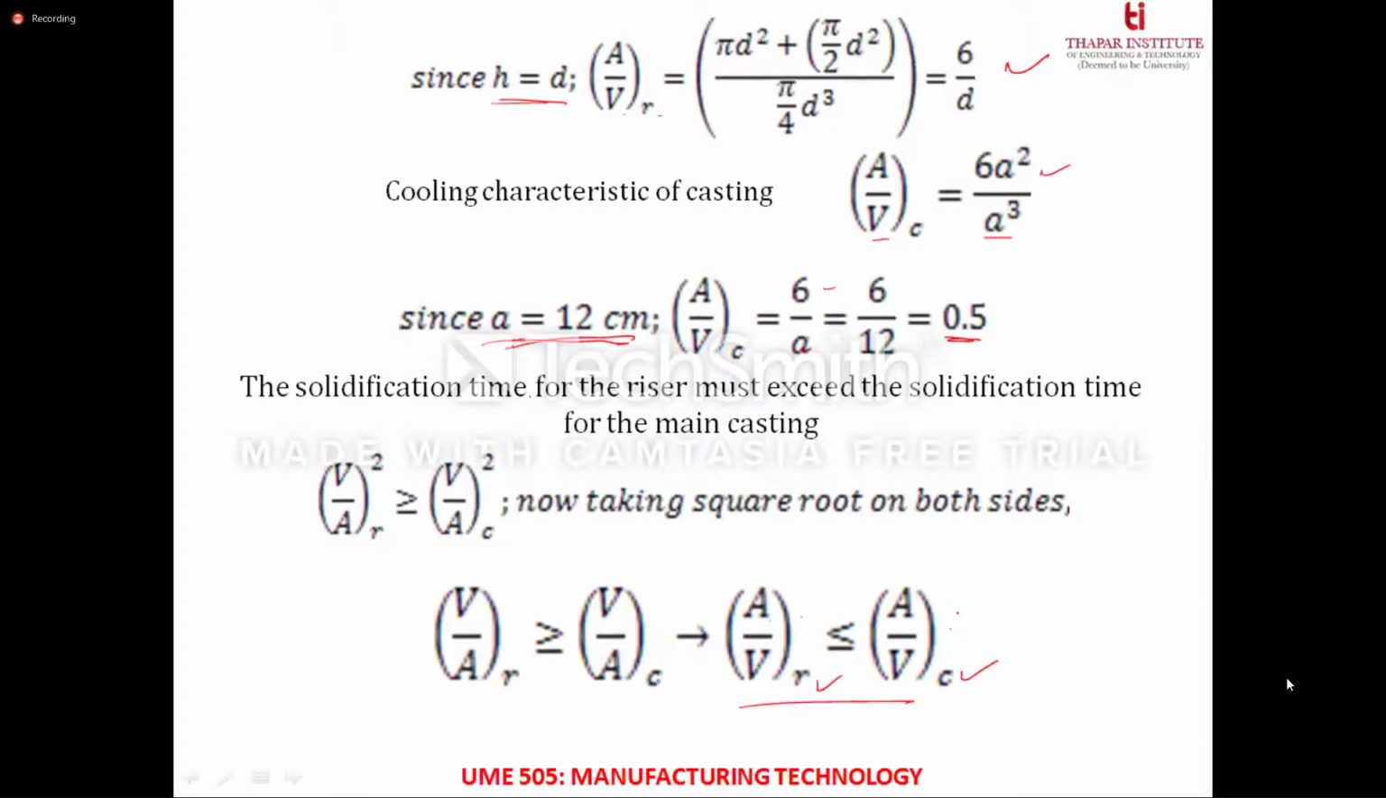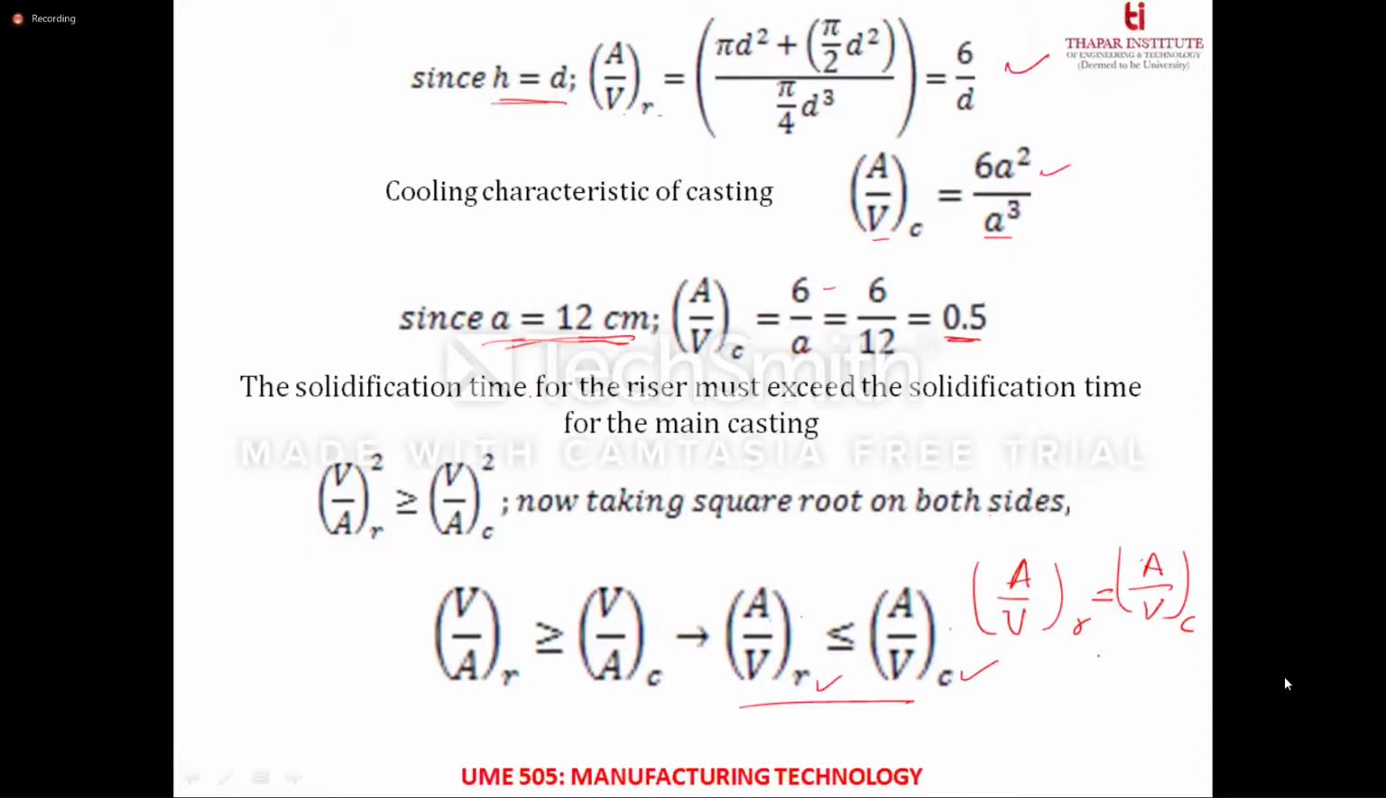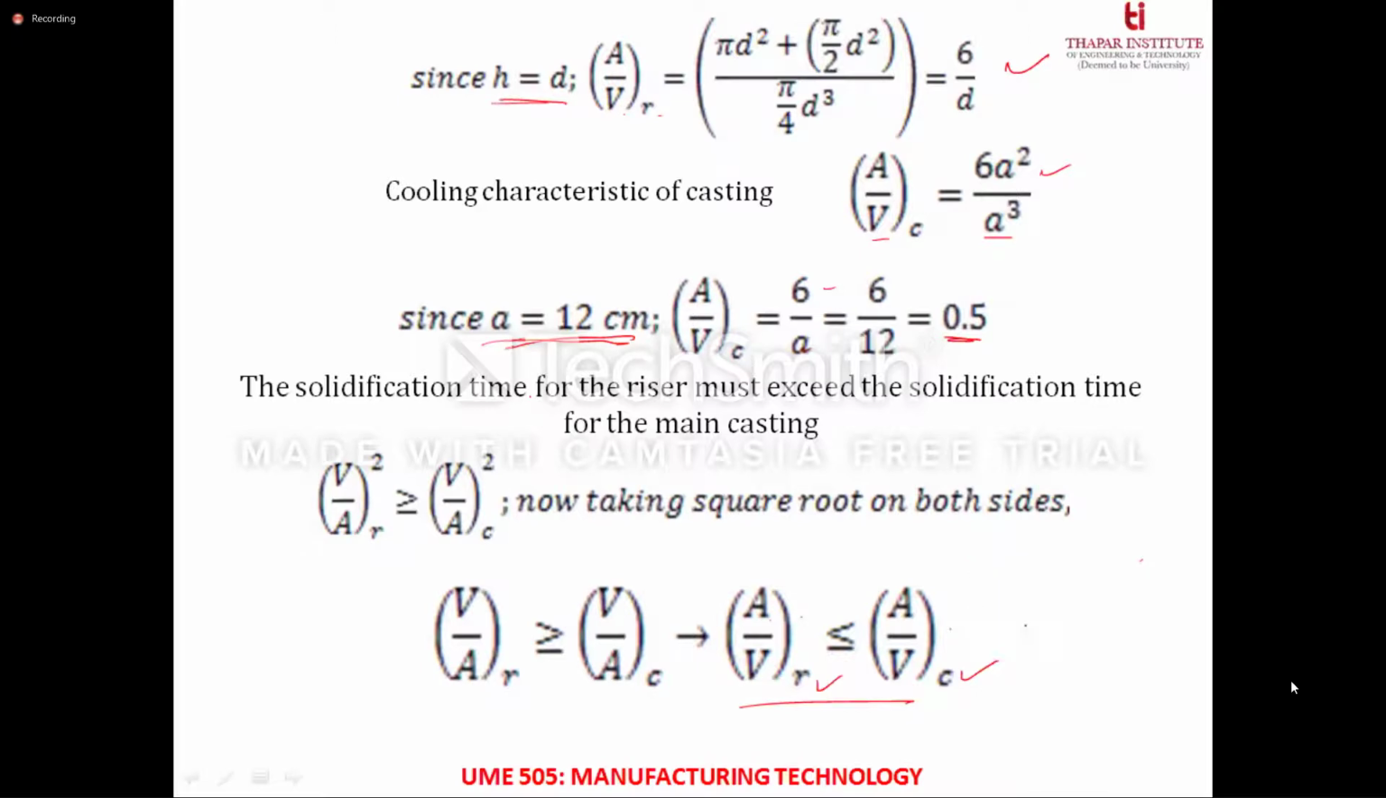So what will the boundary condition become here? The boundary condition will become A by V of riser equal to A by V of casting. I'll write it over here. So this will become your boundary condition. We will find out for boundary conditions only. So let us move forward. So this equation is, I believe, clear to you.